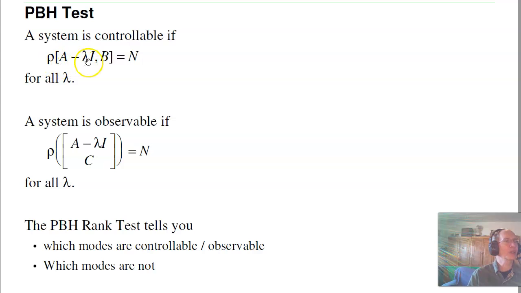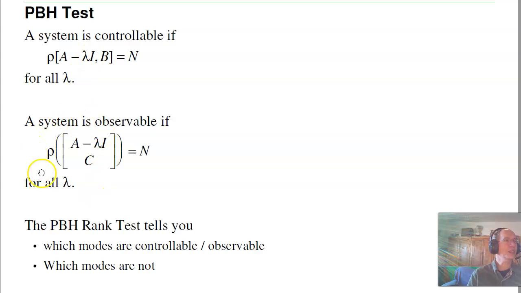A minus lambda I has a rank of n everywhere except at an eigenvalue. So I only have to test this at the eigenvalues of A. If it turns out that this is equal to n for the ith eigenvalue, then that mode is controllable. If it's not n, then that mode is not controllable. So this is actually kind of more useful. It tells me which modes are not controllable.